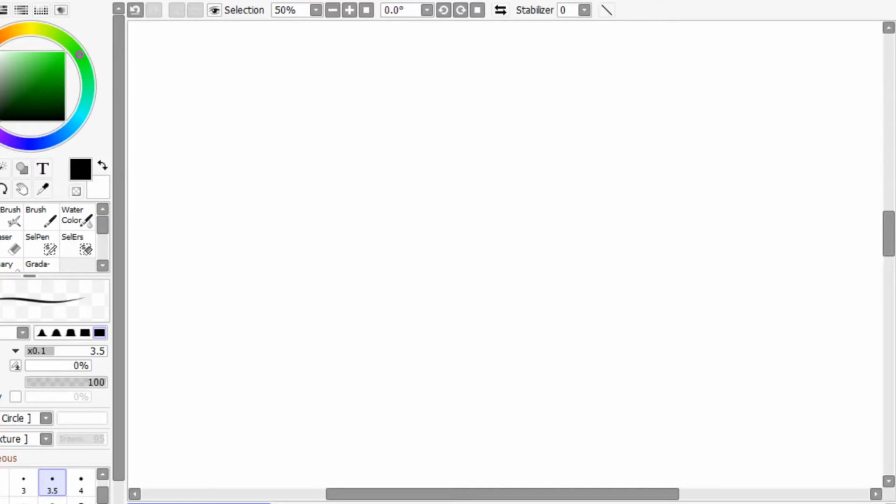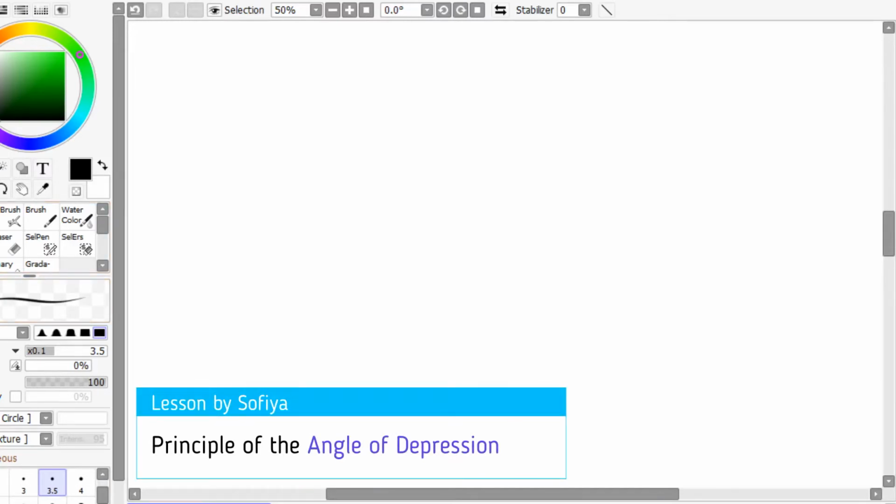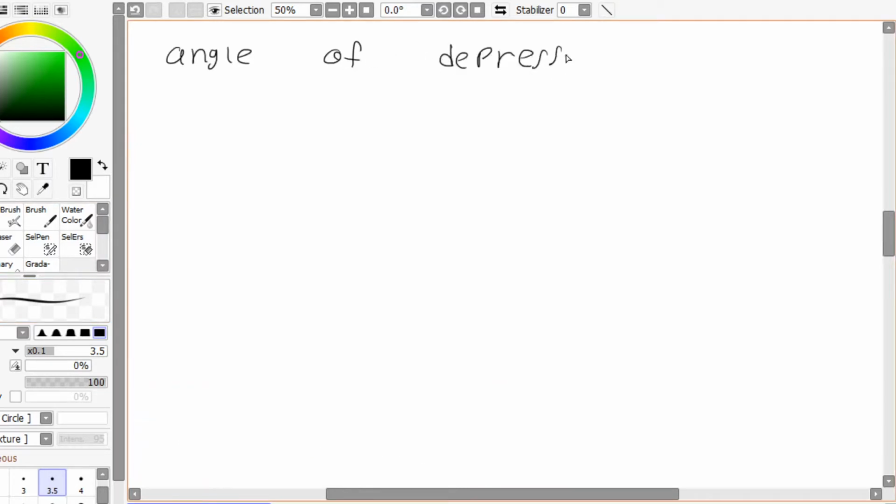Here we will see how to work with the principle of the angle of depression. It's useful for when we want to properly construct triangles to find information about them. So here is an example.